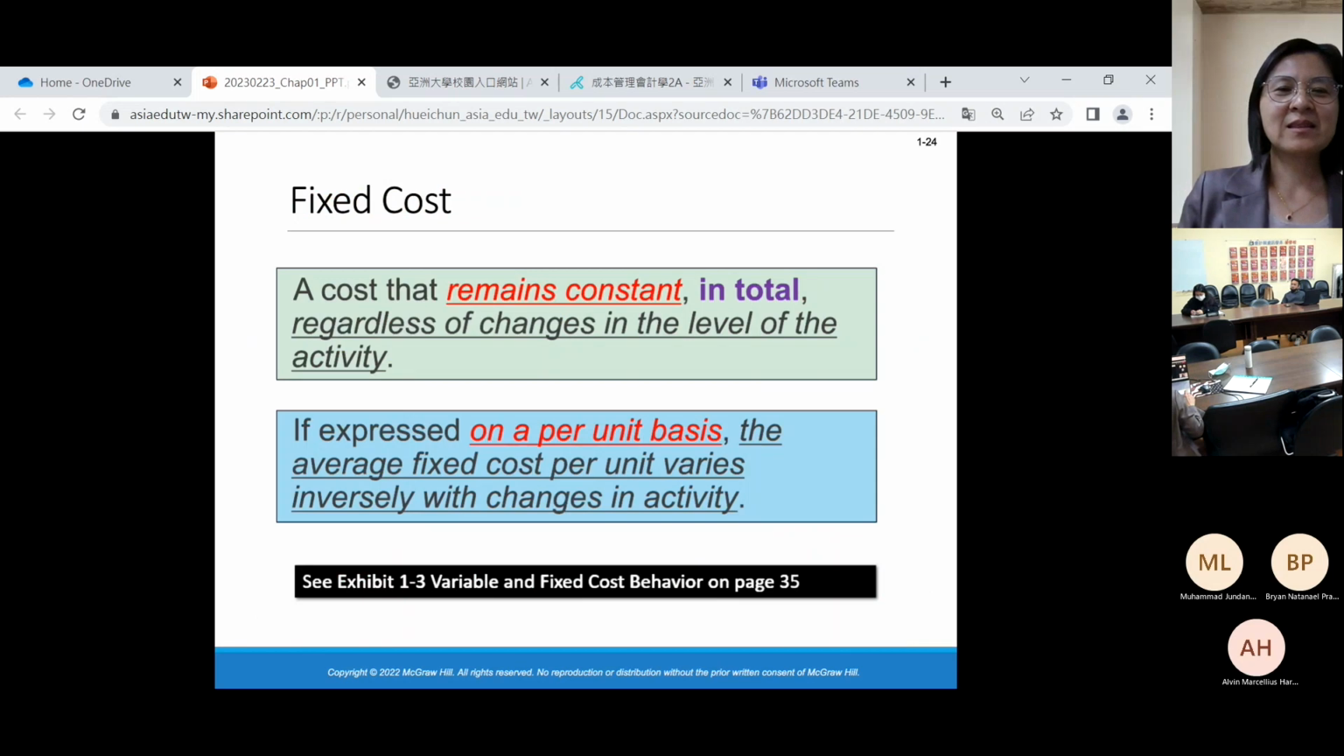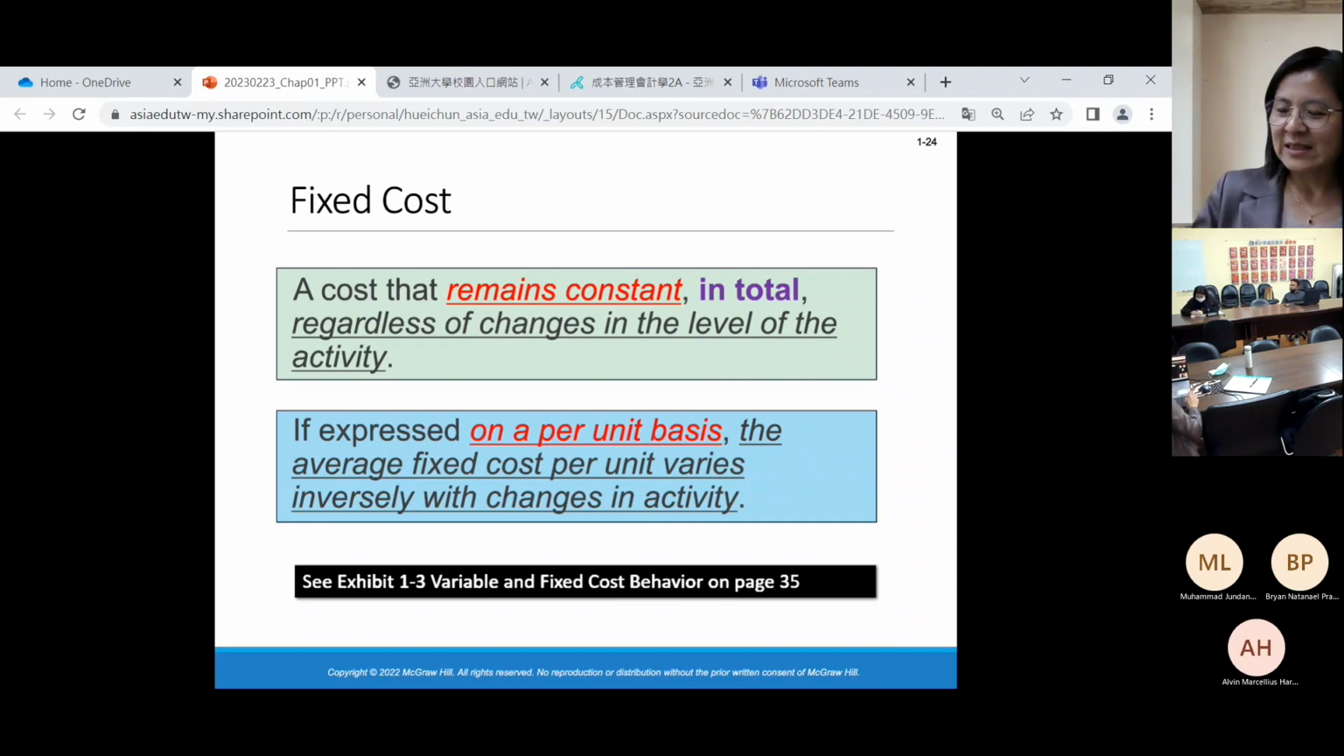So next, here comes fixed cost: a cost that remains constant. Total fixed cost will remain constant in total, regardless of changes in the level of activity. So no matter how much you produce or how much you use, the fixed cost is the same. If expressed on a per unit basis, the average fixed cost per unit varies inversely with changes in activity. So that's just the opposite of the variable cost, right?